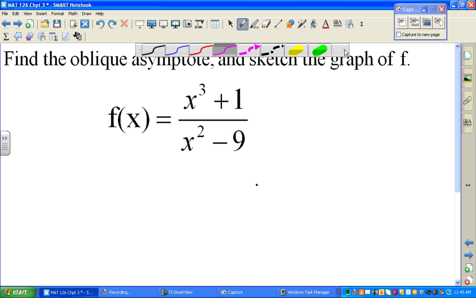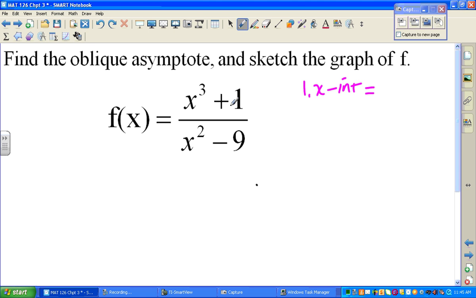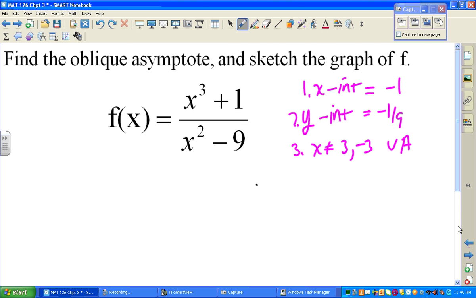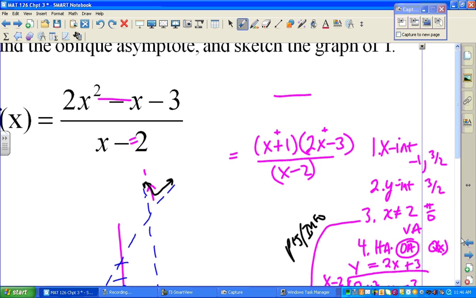I can factor the numerator. Everybody remembers how to factor a perfect cube, don't they? I guess you don't have to factor it if you don't want to. I mean, everybody knows that the x-intercept is going to equal -1. Everybody knows that the y-intercept is going to equal -1/9. Everybody knows that x cannot equal 3 and -3 because that's going to be a vertical asymptote. Okay? Did I skip a problem? No. Okay, good.